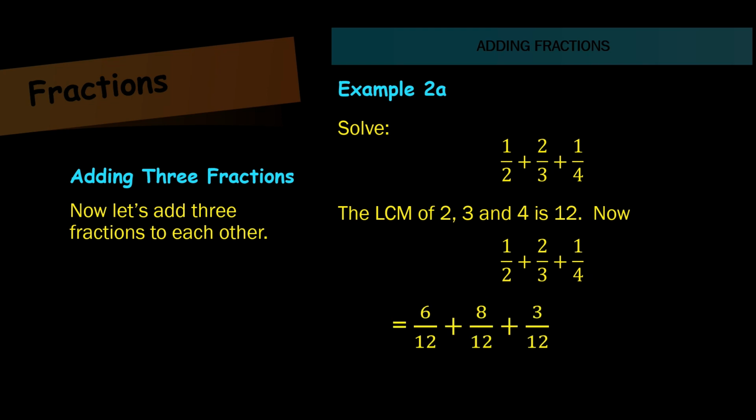Now add the numerators to give 17 and leave the denominators alone to give 12. 17 out of 12 represents 17 pieces out of 12. So another way of expressing this is to say that we have one whole and 5 pieces out of 12, as shown.